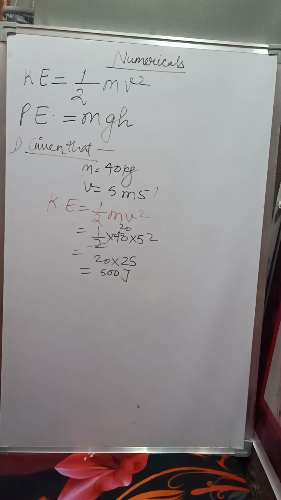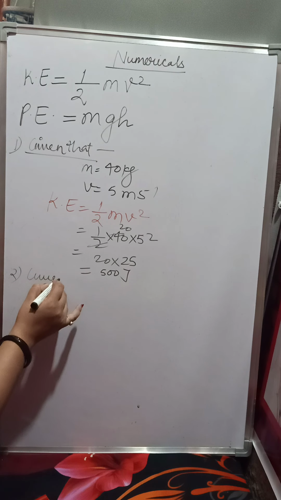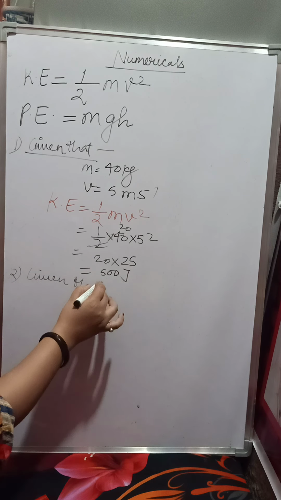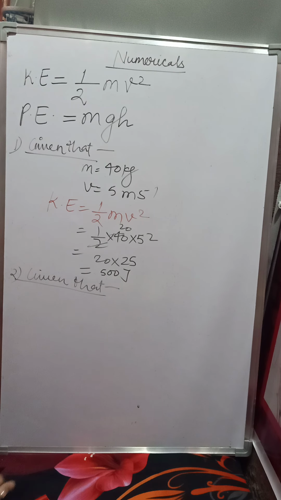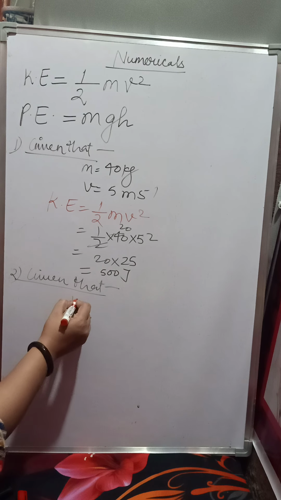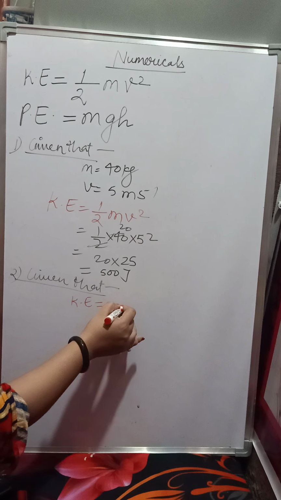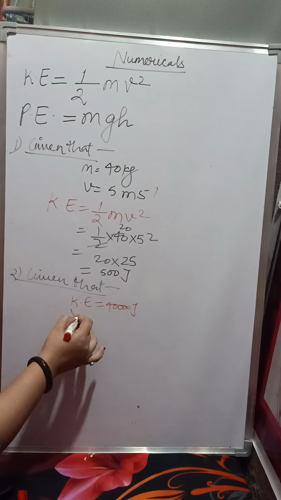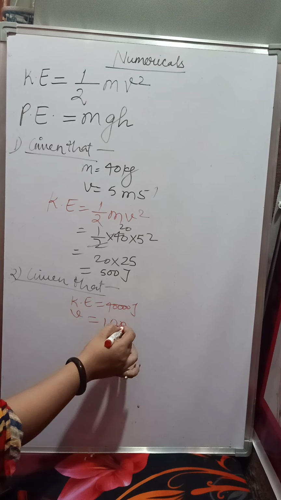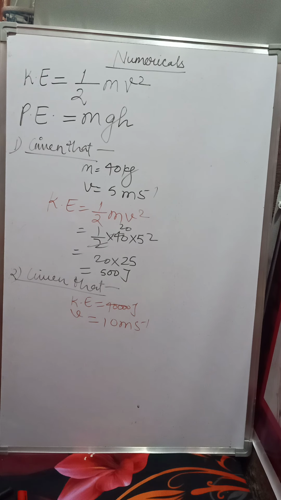The next type is when the energy and the velocity are given, you have to get the mass. Given that kinetic energy is 40,000 joule and the velocity is 10 meter per second. You have to get the mass.